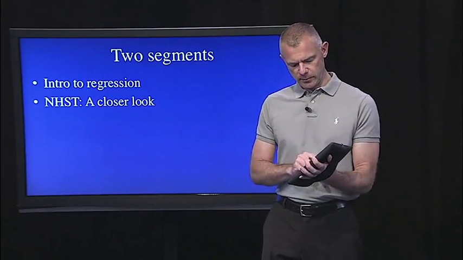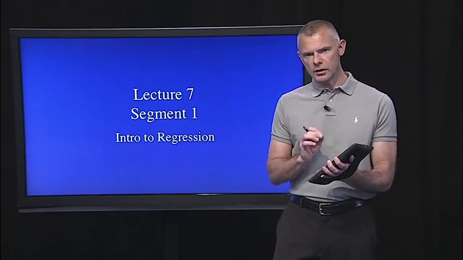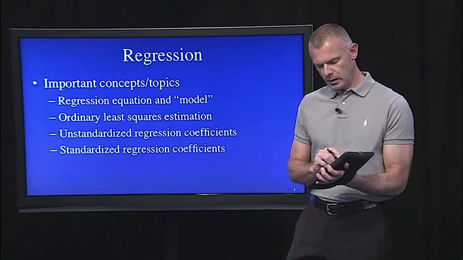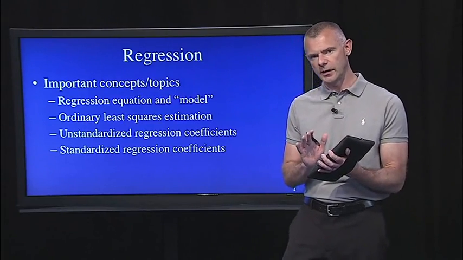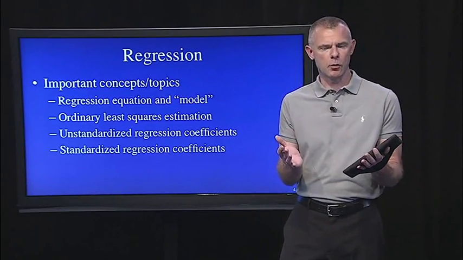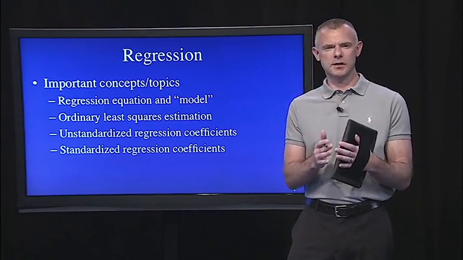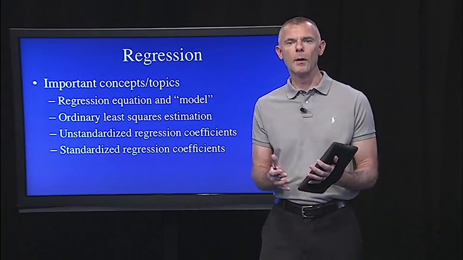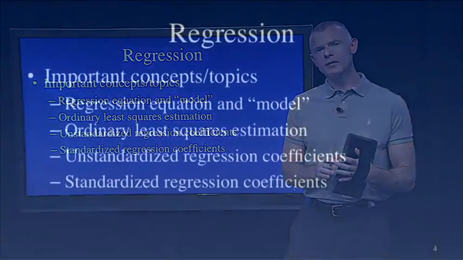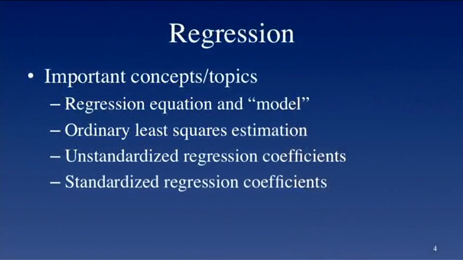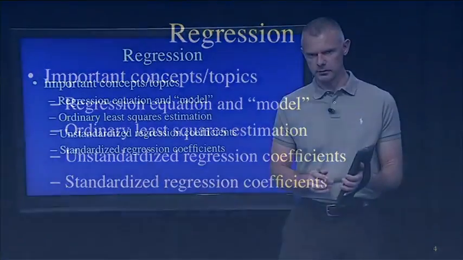So let's dive into the first segment. This is Introduction to Regression. The important topics in this first segment is just to understand what the regression equation is, and likewise what the model is. So you'll see that the regression model is really just the equation. Then we'll talk about the idea of estimation of regression coefficients. That's ordinary least squares, the approach we'll take at first. And then it's important to understand at the outset the difference between an unstandardized regression coefficient and a standardized regression coefficient.